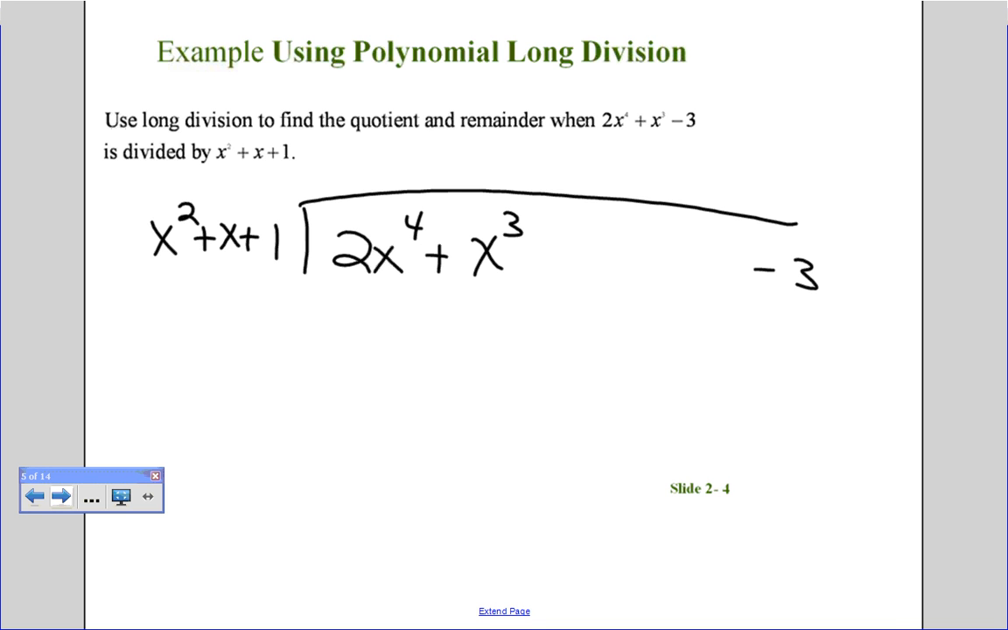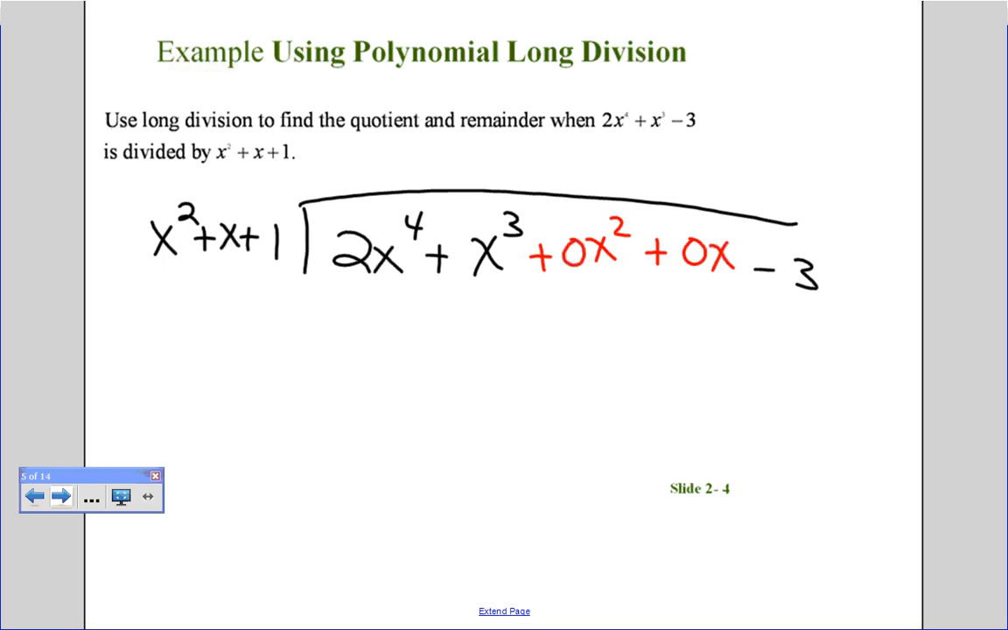Again, just as your divisor can be 3-digit when you're doing long division, our divisor with polynomials can be 3 terms, 4 terms, 5 terms, as many as you want, just as our dividend can be as many terms. Now, you may have noticed I left space in here. That's because there is no x squared term, and there is no x term. But I'm going to put a 0x squared and a 0x into the dividend as placeholders, so that when I divide, I don't forget those terms.